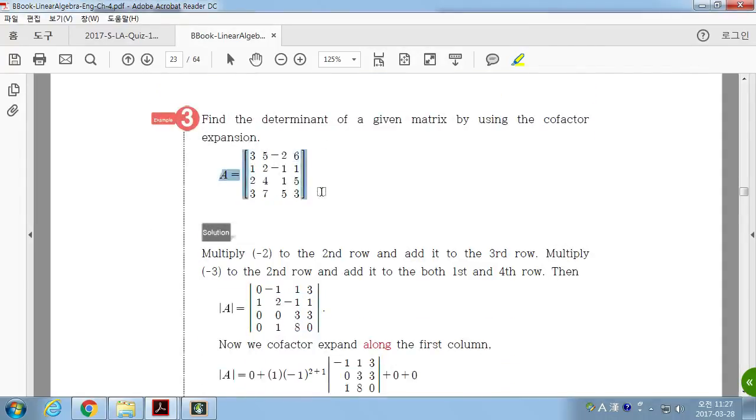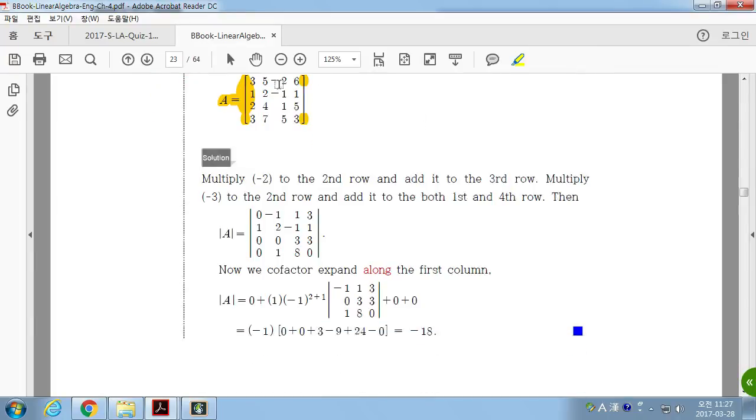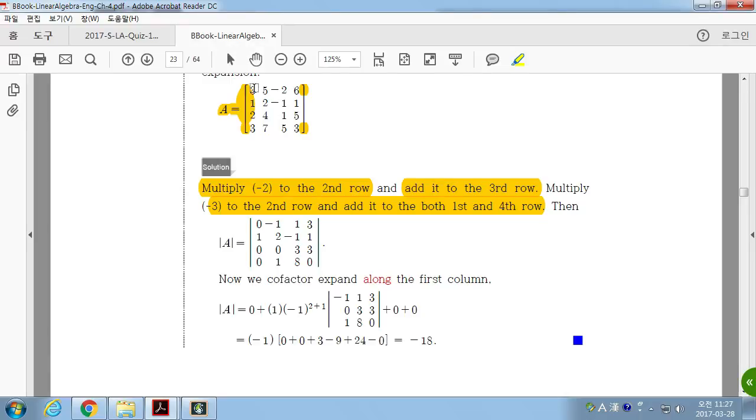Suppose we have this matrix and we want to find its determinant. We know the third type elementary row operation does not change the determinant. So we do the third type elementary row operation a couple of times to make more zeros: multiply minus 3 on the second row and add it to the first row, multiply minus 2 on the second row and add it to the third row. Then we can make this 0, and this 0.